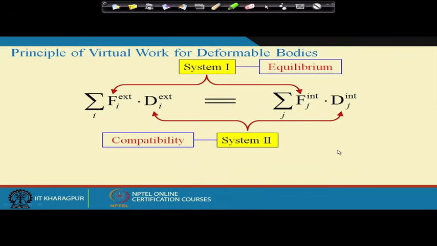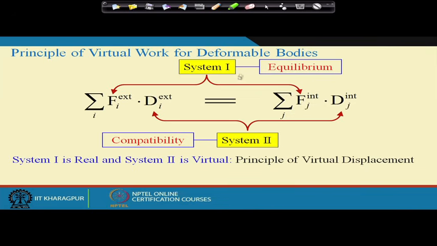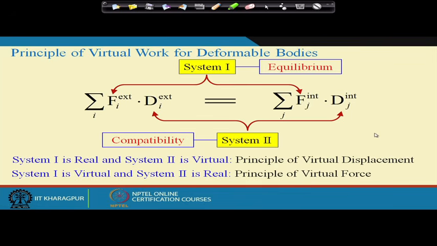Now, we will see that the principle of virtual displacement that we discussed in the last two classes is a special case of this generalized principle. We have two situations. One is where system 1 is real, meaning the force field is real, but system 2 is virtual, the displacement field is virtual. Then we have the principle of virtual displacement, exactly the same as we discussed in the previous classes. Now, if system 1 is virtual, meaning the force field is virtual and the displacement field is actual, then this is called the principle of virtual force.